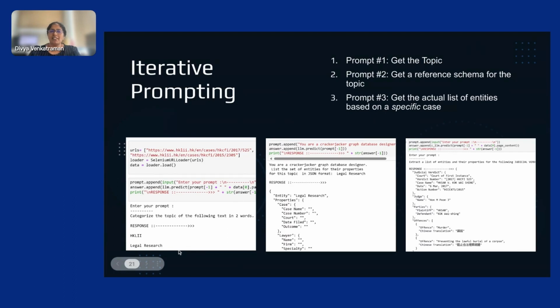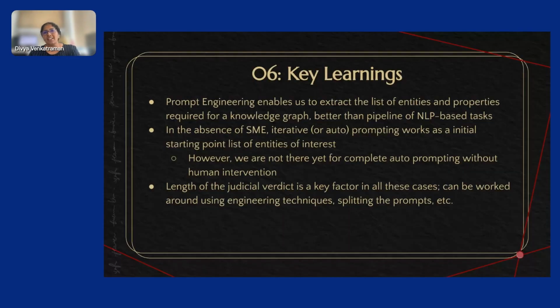So we submitted the verdict to let GenAI give us the topic. And then, given the topic, we asked it to generate a schema for the topic, right? Because it was a legal verdict, it looked at all the case information, etc. And then later, we submitted a specific case and asked it to extract information of interest, with a few cycles. But what we found was it was not as good as having subject matter experts, right? So prompt engineering definitely helps us greatly with information extraction, better than the previous pipeline of NLP tasks.